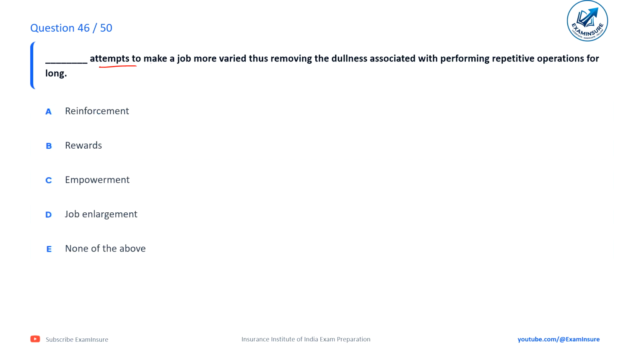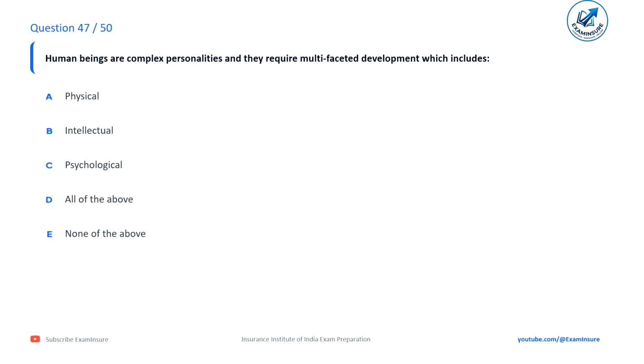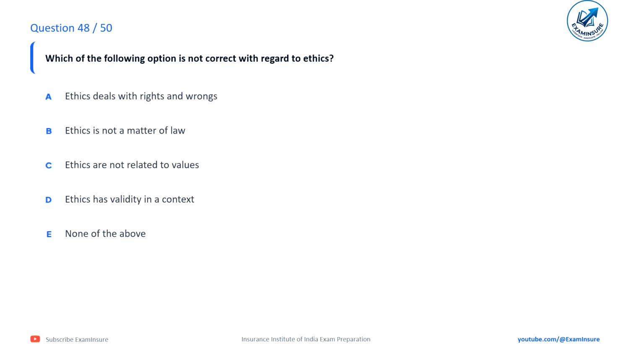Which of the following attempts to make a job more varied, thus removing the dullness associated with performing repetitive operations for long? Reinforcement, rewards, empowerment, job enlargement, or none of the above. So the correct answer is job enlargement. Human beings are complex personalities and they require multifaceted development which includes physical, intellectual, psychological, all of the above and none of the above. So the correct answer is all of the above.